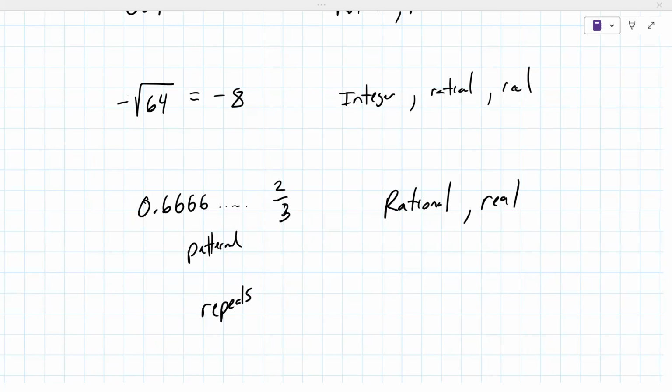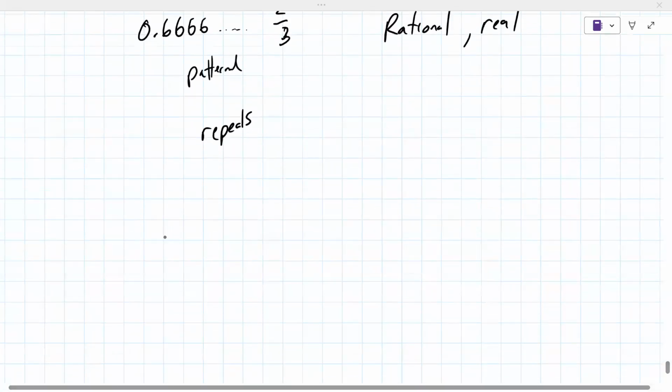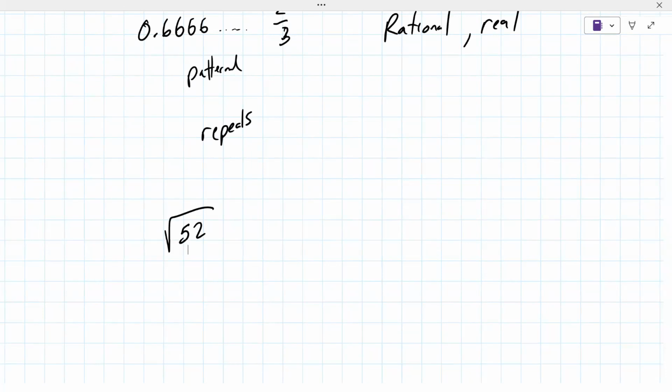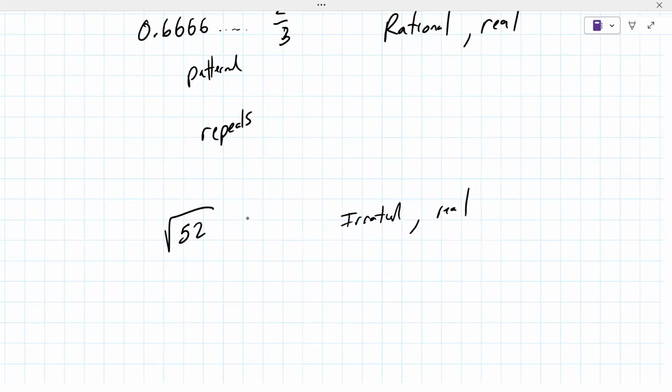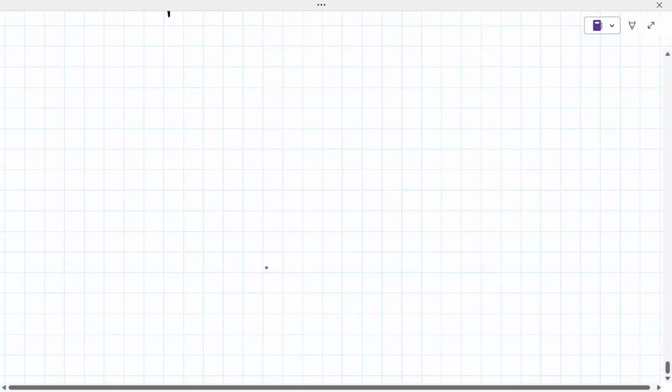All right. Next thing here is like, what if it's the square root of 52? Is that a known square root? No. It's not. So this is irrational. And it's real. How about the number 0? What does that fall into? That is a rational number, an integer, and then a whole number. A rational, an integer, whole, and then a real. Very good. Very good.